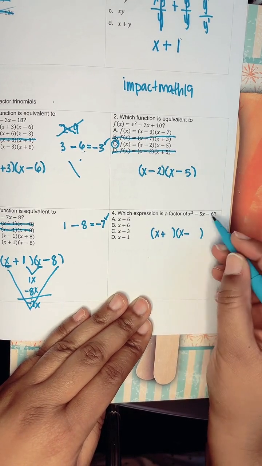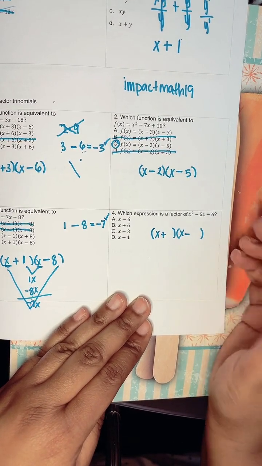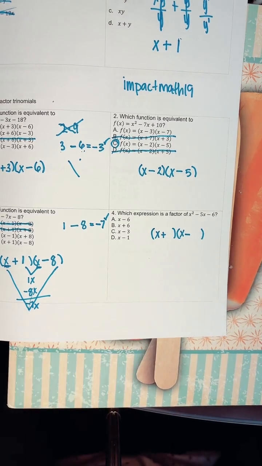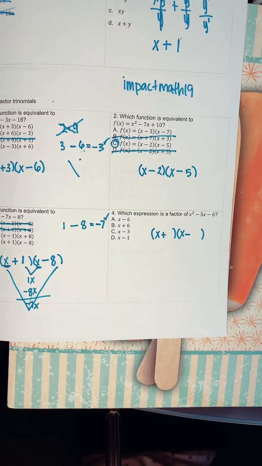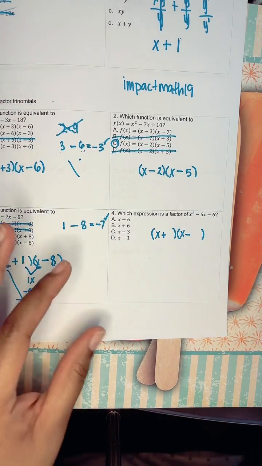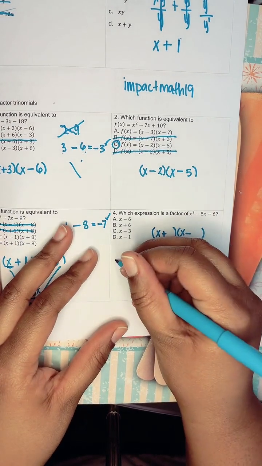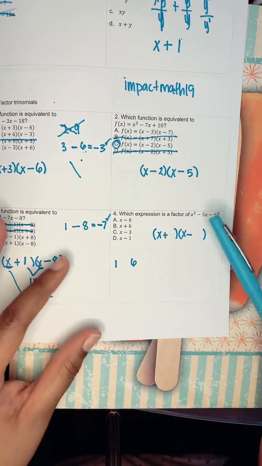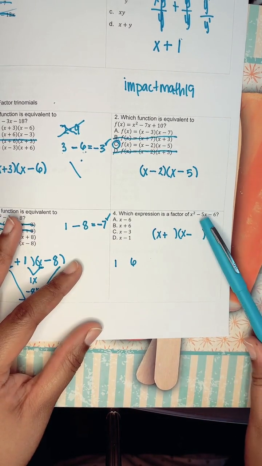And what times what gives us 6? Please use your multiple choice answers to help you. So which one are we looking at? Nyla says 6 times 1. D said 1 times 6. Beautiful. Okay, 1 times 6. So I'm going to write this down here. 1 times 6.